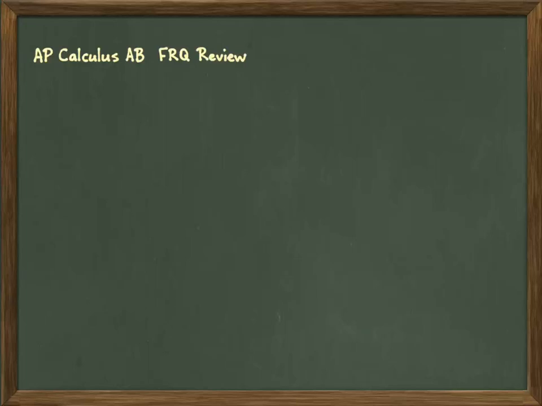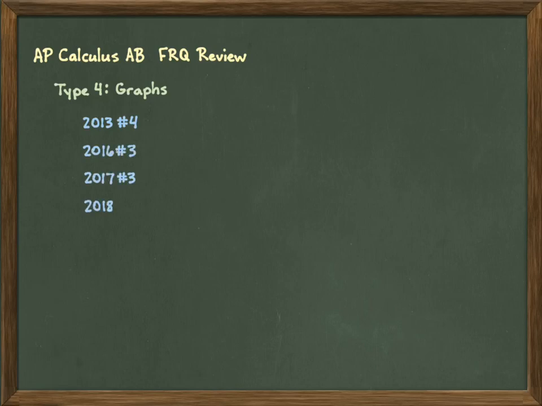We are plugging along with our review of the FRQs to prepare for the Calculus AB exam coming up shortly. Our next type is type 4, which is graphs, so understanding calculus through graphical expressions or graphical means. The 5 questions we're going to focus on are listed here.